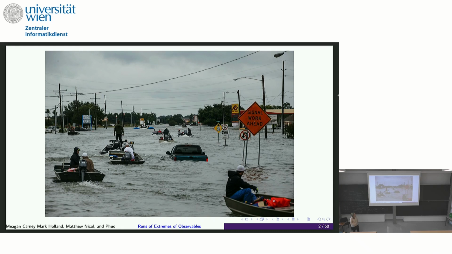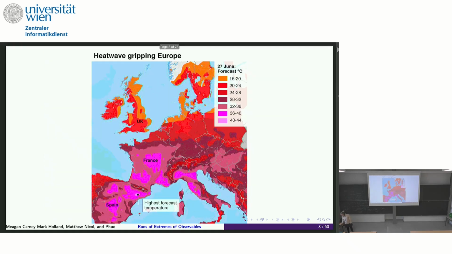So for example, this is a picture of Houston in 2017 after Hurricane Harvey, where we had about 4 days of extreme rainfall. And that's not just one street, that's pretty much every street in Houston at that time. In 2019, I'm sure many people remember the series of heat waves that came through Europe. And this is an example of clustering of high temperature days.